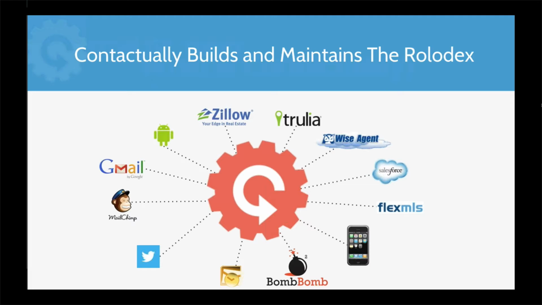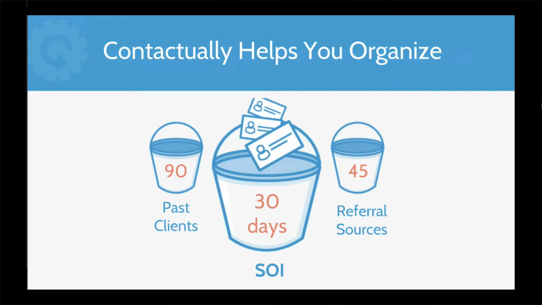That's the first, and honestly, one of the most important things in any database is having clean data, and Contactually helps you accomplish that. The next thing that we'll do is we'll help you organize. So Contactually has these things called buckets. Buckets are like a grouping or a category. And what you do is you tell Contactually, okay, these are my different groups of contacts.